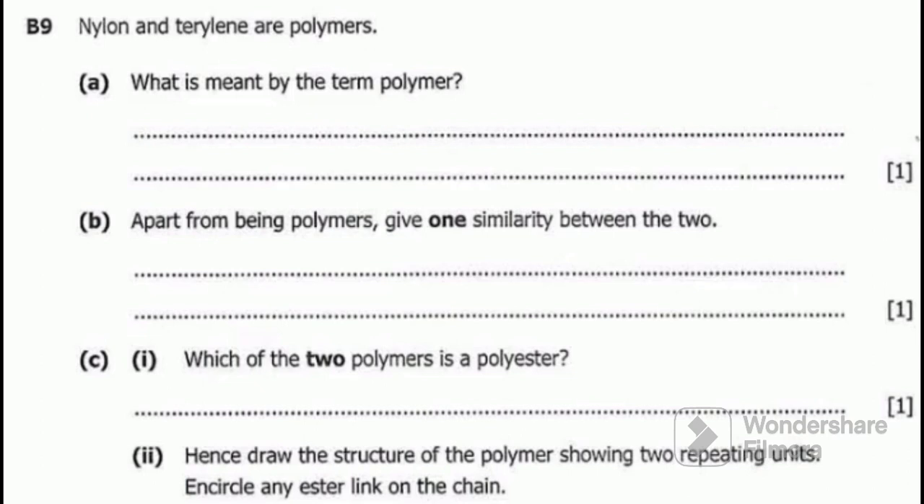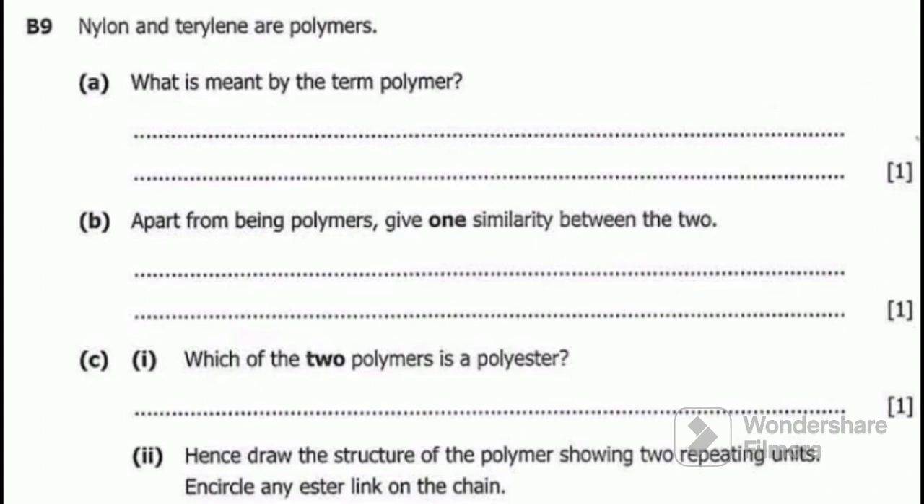Some may define a polymer as a long chain hydrocarbon, and some may want to know what a monomer is. A monomer is a short chain hydrocarbon. When you combine these short chain hydrocarbons, you are making up a polymer, which is a long chain hydrocarbon.